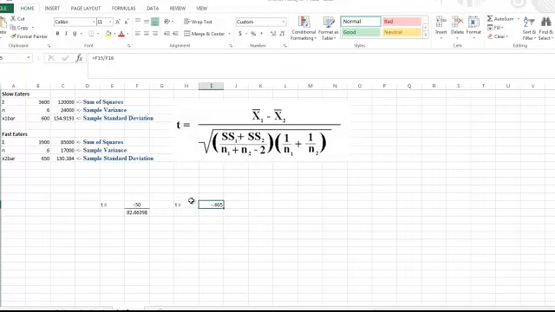So we've calculated our t statistic. Our t statistic is negative 0.605.